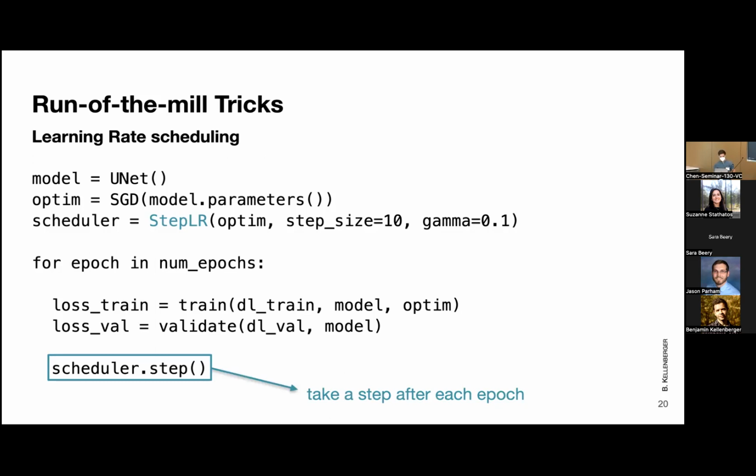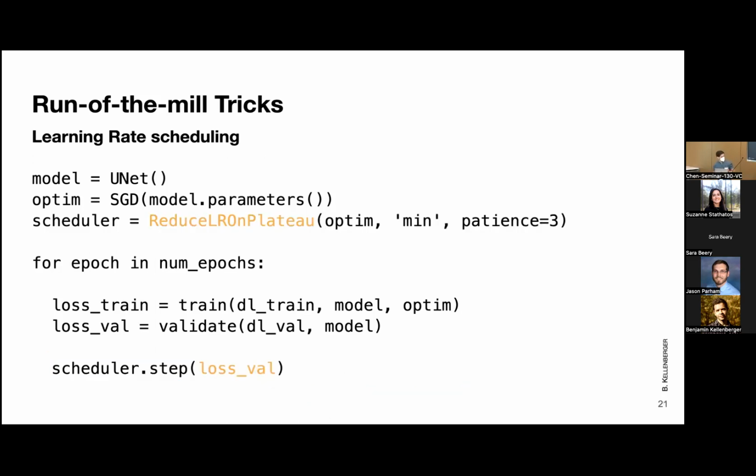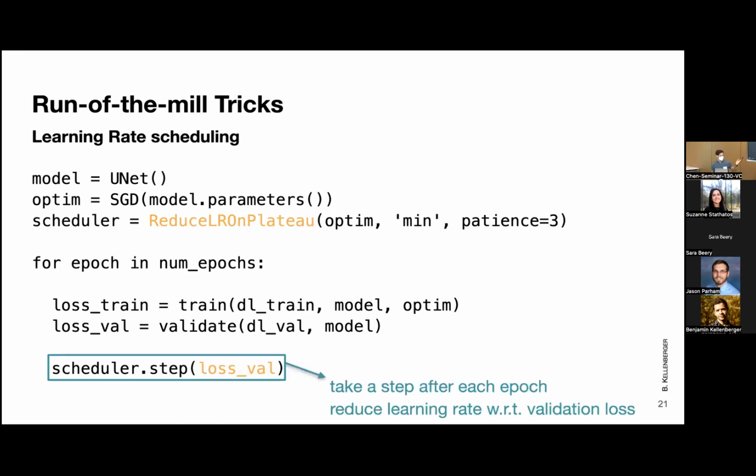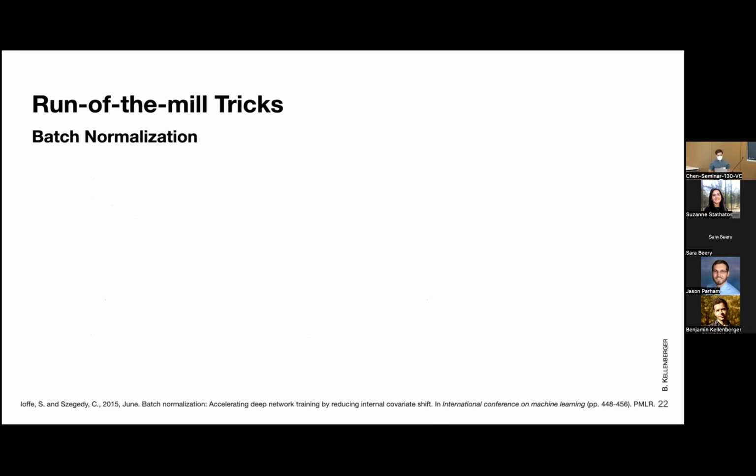So in this case, if we do this 10 times for 10 epochs, then it's going to reduce the learning rate. For ReduceLROnPlateau, it's a bit different because then you give it a quantity. In this case, I'm giving it the validation loss so that it has something to estimate whether this is plateauing or not. But otherwise, it's exactly the same principle. Good. Let's go to the next one.